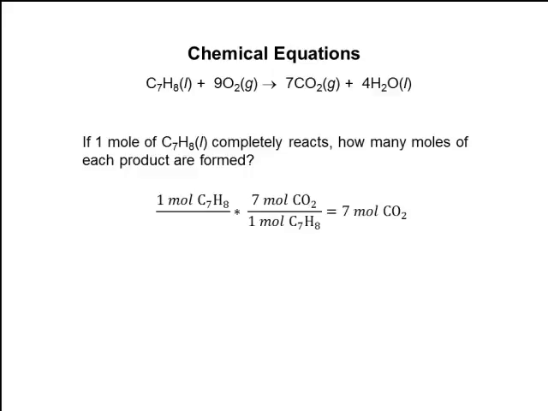Remember, I want to find out how much of each product is formed. So my first one is CO2. My ratio there would be 7 moles of CO2 to 1 mole of the C7H8 based upon that balanced equation. So when I multiply that out, I end up with 7 moles of CO2. Do the same thing with the water, except now the ratio is going to be a 4-to-1 ratio, 4 moles of water to 1 mole of the C7H8. So I'd end up producing 4 moles of water.